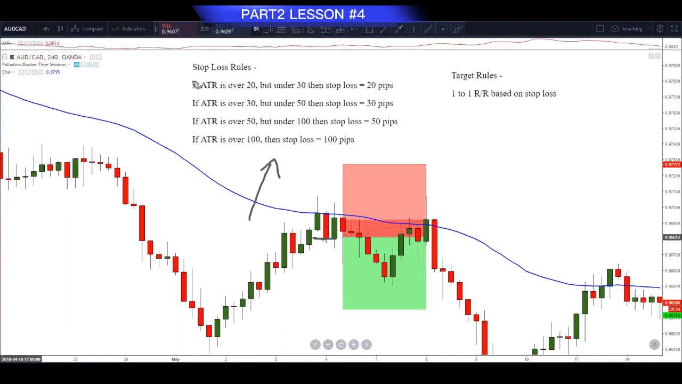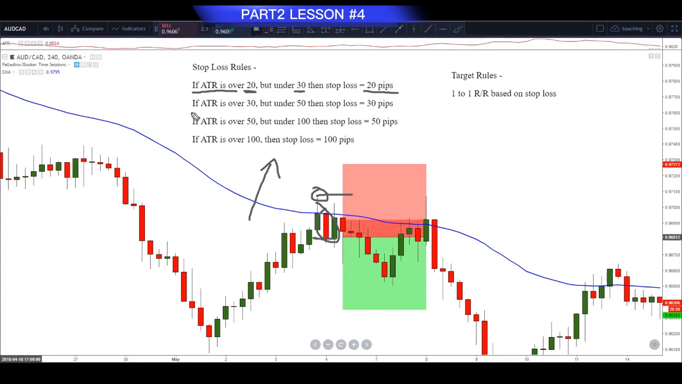For our stop loss rules, if the ATR of the entry candle is over 20 but under 30, then our stop loss is going to be 20 pips above this swing high. So what does that mean? That means that if the ATR is between 20 and 30, if it's 20, 21, 22, so on, all the way up to 29, if we have a 29 pip ATR, we're using a 20 pip stop loss. So anything between 20 and 30 is going to be a 20 pip above the swing high stop loss.